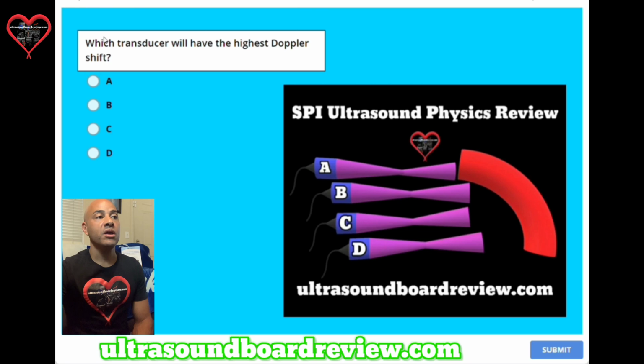Bonus question number 3. Which transducer will have the highest Doppler shift? A, B, C, or D? The answer is A, because all the red blood cells right here flowing towards transducer A will have a cosine of 1.